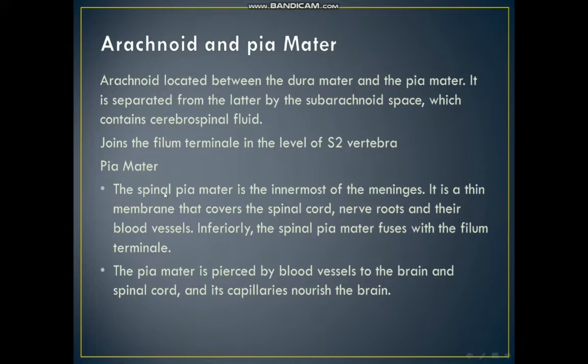The pia mater. The spinal pia mater is the innermost of the meninges. It's a thin membrane that covers the spinal cord, nerve roots, and their blood vessels. Inferiorly, the spinal pia mater fuses with the filum terminale. The pia mater is penetrated by blood vessels to the brain and spinal cord, and its capillaries nourish the brain. So it's highly vascular. It has a lot of capillaries nourishing the brain inside it.